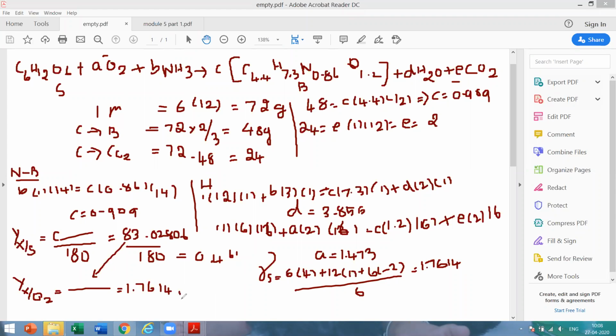And the next is RQ, that is respiratory quotient. Respiratory quotient is the moles of CO2 produced divided by the moles of oxygen consumed. It is again here the same, E by A. Substitute the values. Okay, so you will get 1.357. So clear, ma? So the concept is clear, this type of problem.